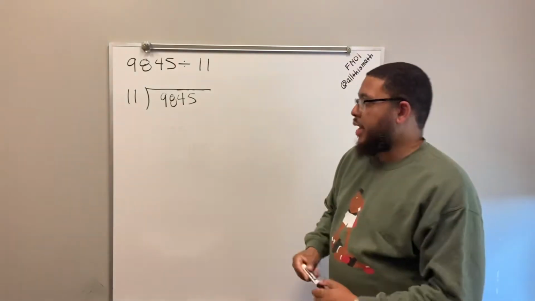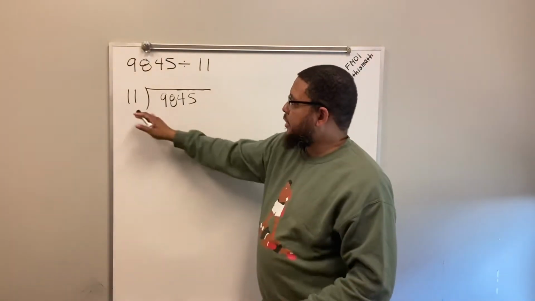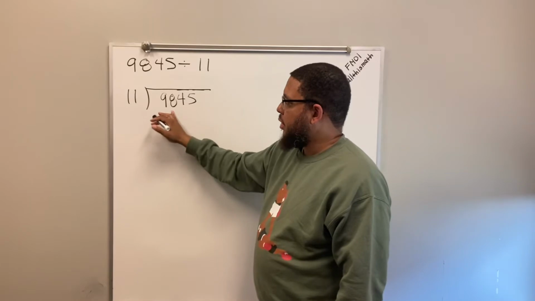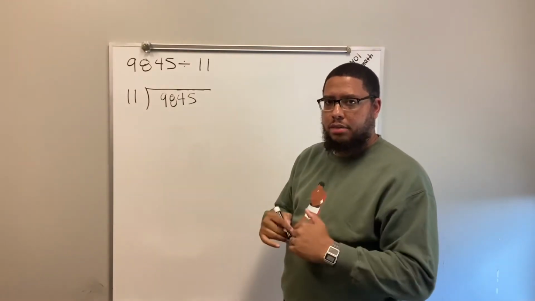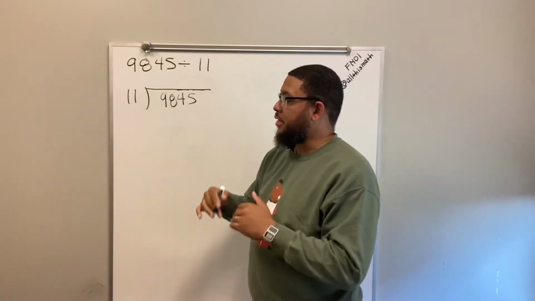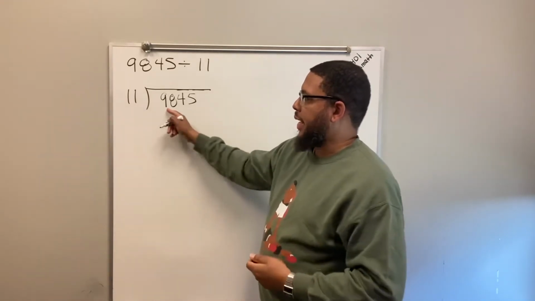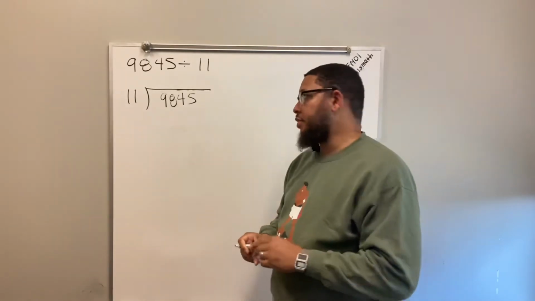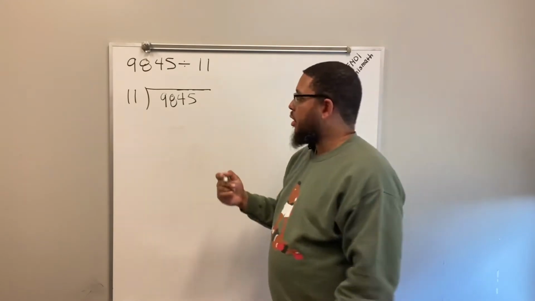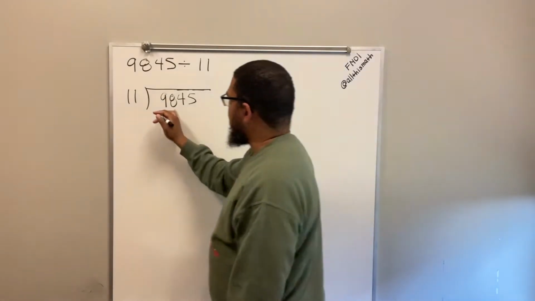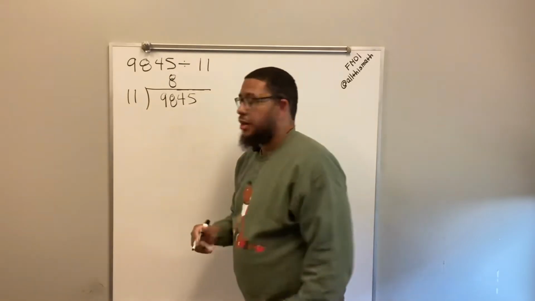Now, I know that 11 times 9 is 99, but that's more than 98. So that's no good. But 1 less than 9 is 8. Since 11 times 8 is 88, I know that 11 can fit into 98 8 times. 8 groups of 11 can fit into 98. So I'm going to take that 8 and write it above this 8 right here. Boom. Now, that's the division part.